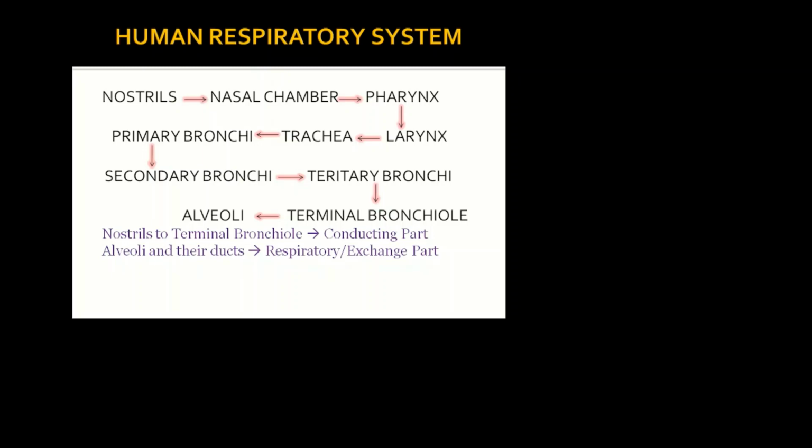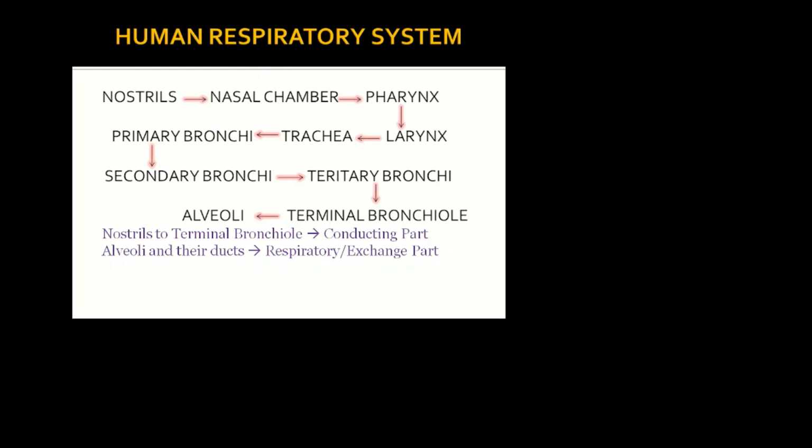Larynx is covered by the epiglottis, which prevents the entry of food into the larynx. Then the air is transferred into the trachea. Trachea is the windpipe. It has cartilaginous C-shaped rings. Cartilage is in C-shape, not cells, sorry. Primary bronchi, secondary bronchi, tertiary bronchi: all these three are parts of bronchi. Then the bronchi turn into terminal bronchiole.